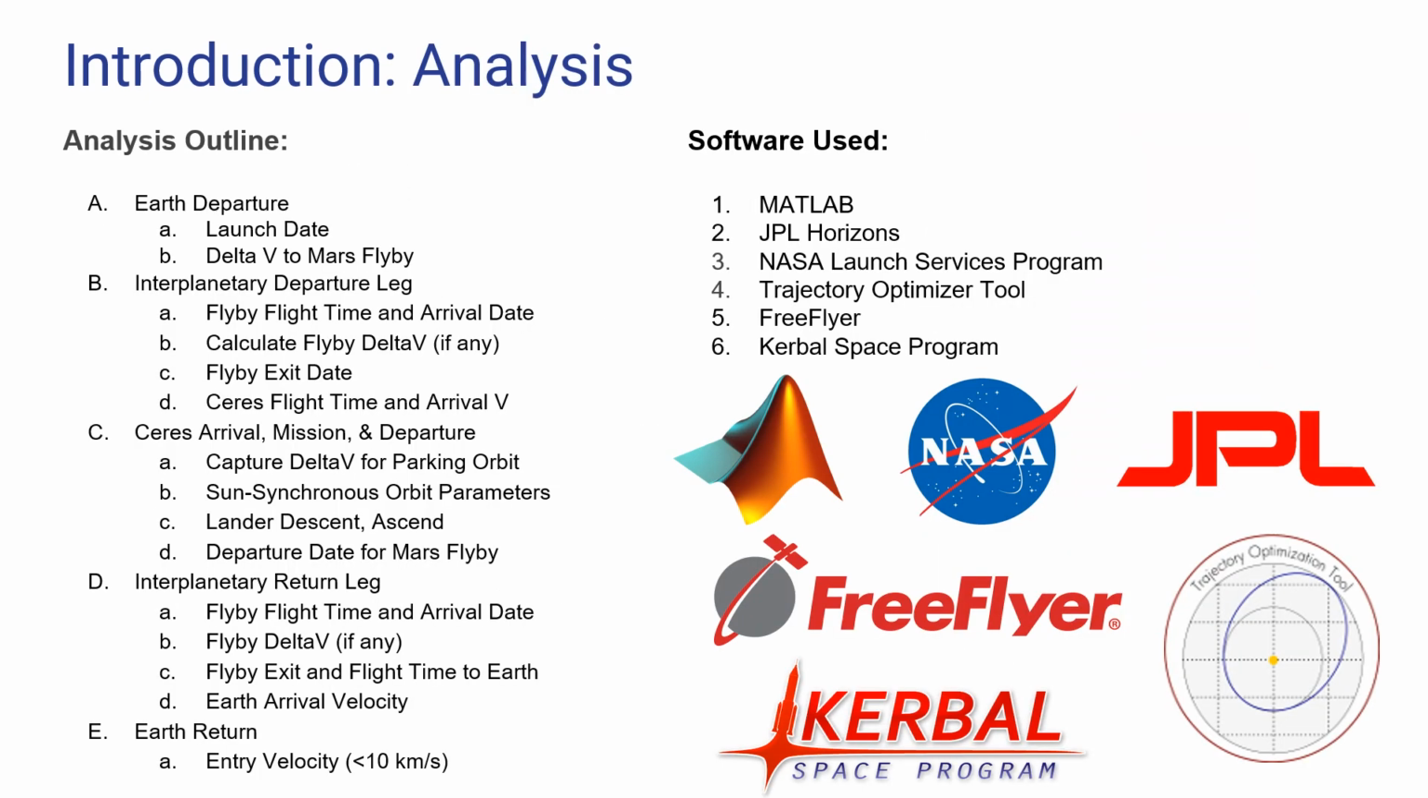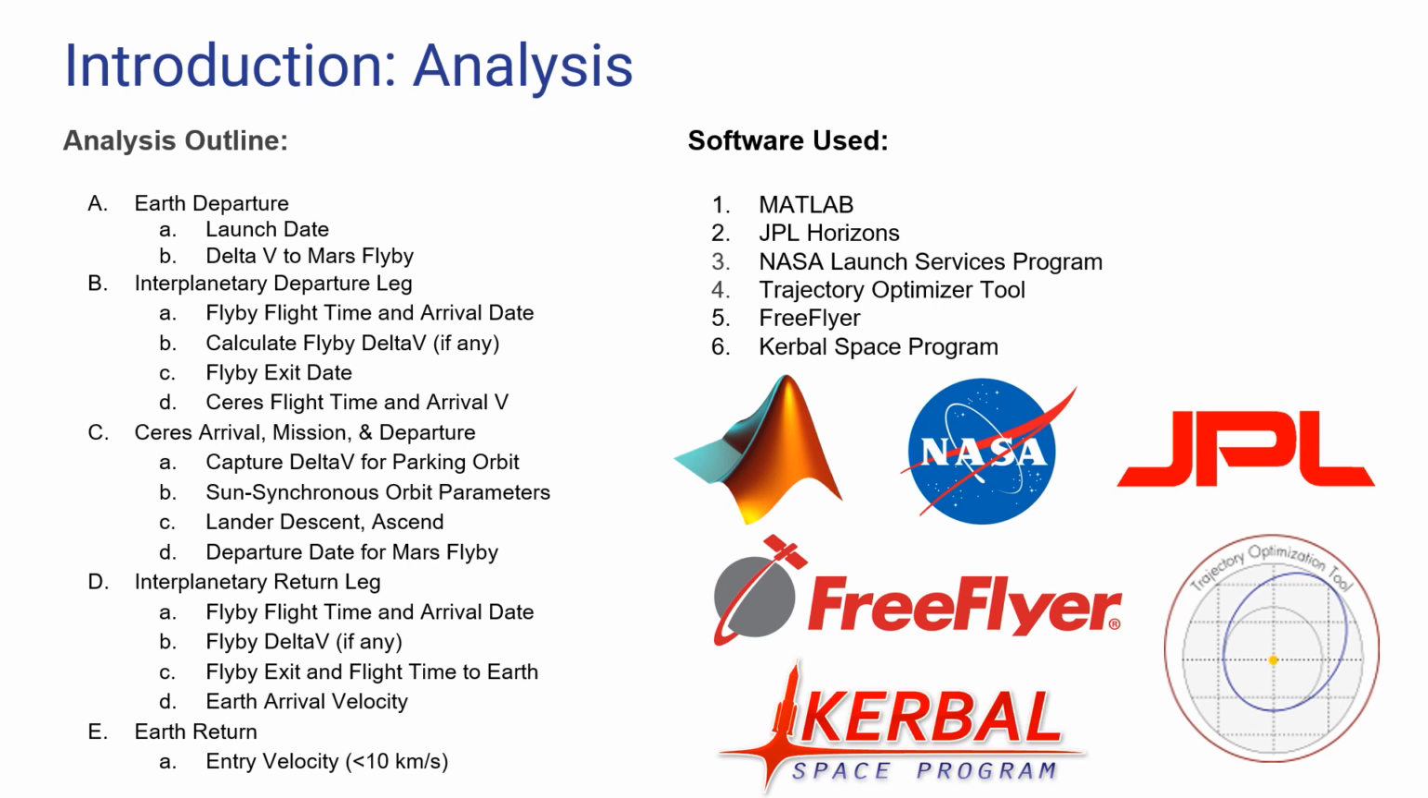For Earth departure, the launch date needed to be determined through the porkchop plots and the delta V was calculated. For the interplanetary departure, flyby flight time, arrival date, flyby delta V, flyby exit date, Ceres flight time, and arrival V were calculated. For the Ceres mission, we analyzed the capture delta V, sun-synchronous orbit parameters, spacecraft descent and ascent, and finally the departure date for Mars flyby. For the interplanetary return leg, the flyby time and arrival date to Mars, delta V, flight time, and velocity to Earth were calculated. For the Earth return segment, we had to make sure our entry velocity was less than 10 kilometers per second. The majority of calculations, such as the porkchop plots and the patch conics, were done in MATLAB.